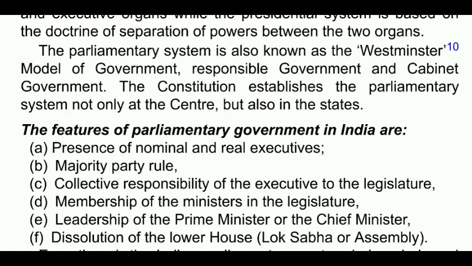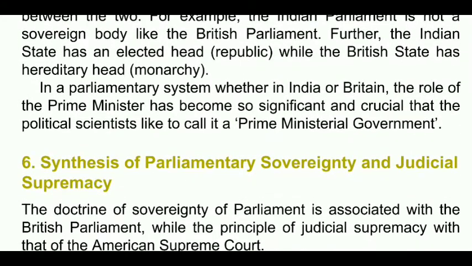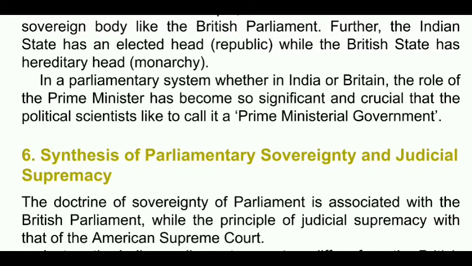Even though the Indian parliamentary system is largely based on the British pattern, there are some fundamental differences between the two. For example, the Indian parliament is not a sovereign body like the British parliament. Further, the Indian state has an elected head, a republic, while the British state has a hereditary head, a monarchy. In a parliamentary system, whether in India or Britain, the role of the Prime Minister has become so significant and crucial that political scientists like to call it a prime ministerial government.